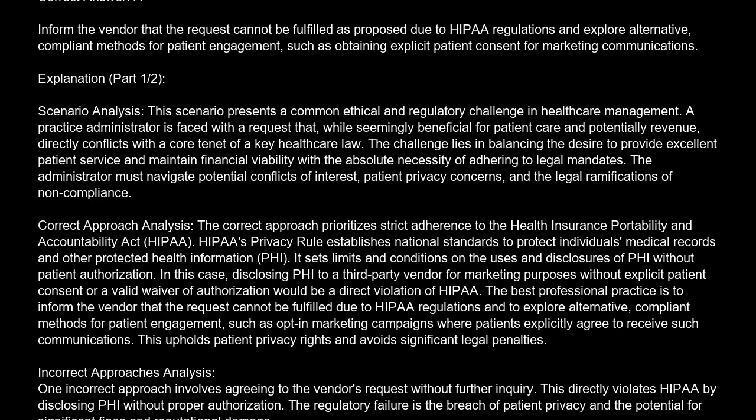Provide the vendor with anonymized patient data, believing that removing direct identifiers is sufficient for compliance. The correct answer is A. Inform the vendor that the request cannot be fulfilled as proposed due to HIPAA regulations and explore alternative compliant methods for patient engagement, such as obtaining explicit patient consent for marketing communications. Explanation: scenario analysis. This scenario presents a common ethical and regulatory challenge in healthcare management.